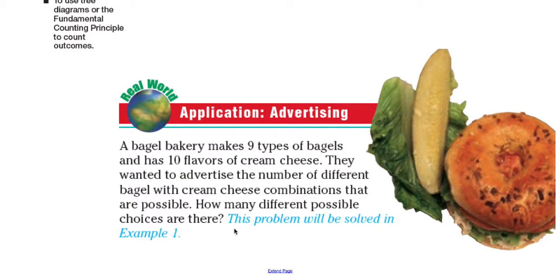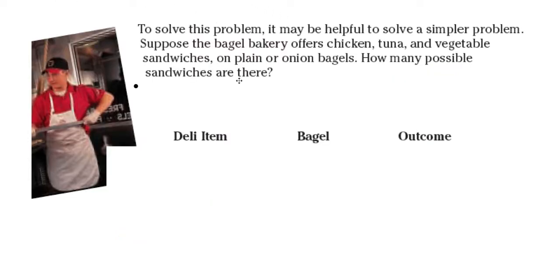This is a good example of how to find the answer to this question using what we call the fundamental counting principle, and we'll find out what that is in a minute. To solve this problem, it may be helpful to solve a simpler problem. Suppose a bagel bakery offers chicken, tuna, and vegetable sandwiches on their plain or onion bagels. How many possible sandwiches are there?